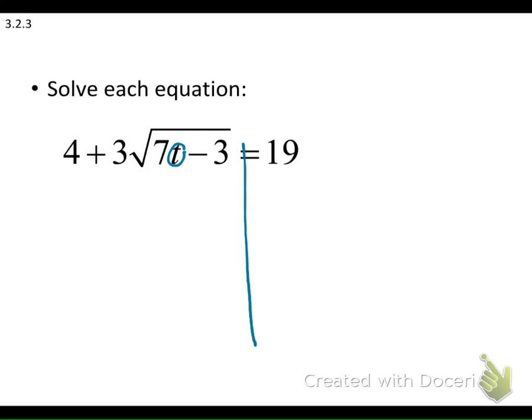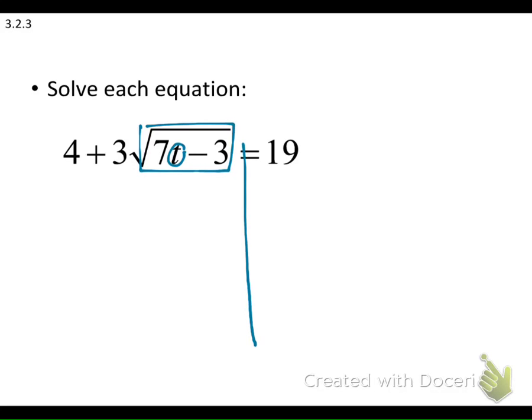So when I go to box the square root, I only box what's in that square root sign. So what am I boxing here? Yeah, the 7t minus 3. So my goal is to get that square root by itself, meaning I have to get rid of the 4 and the 3. Now, I can't just pick any number to start to get rid of.